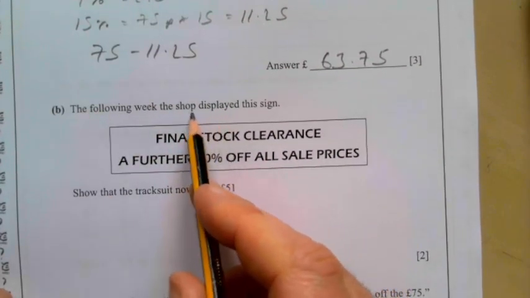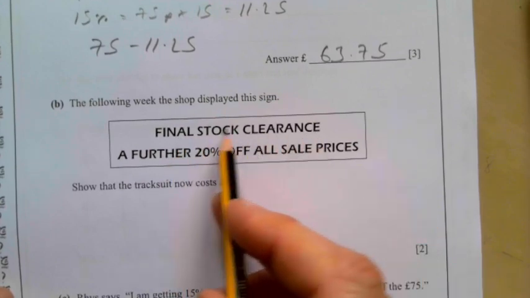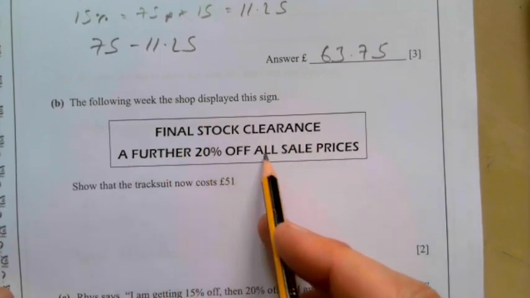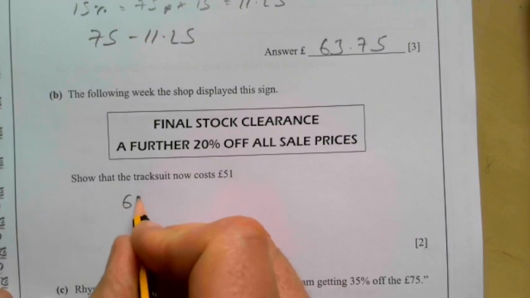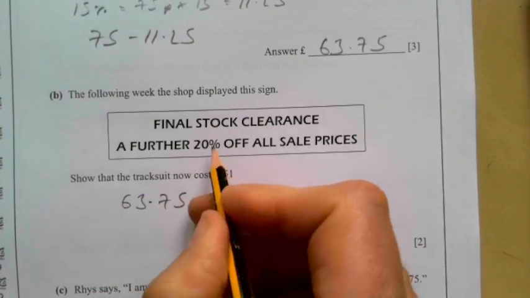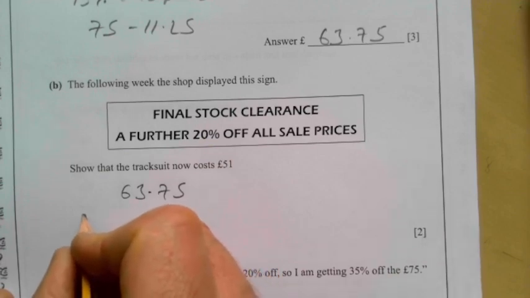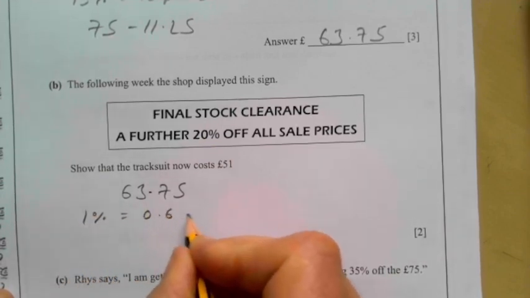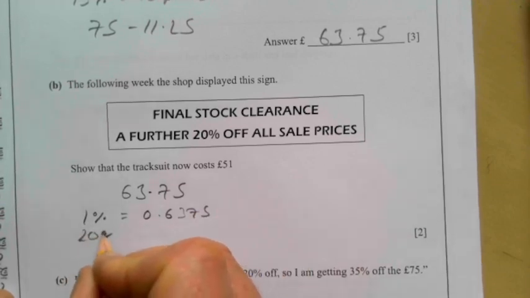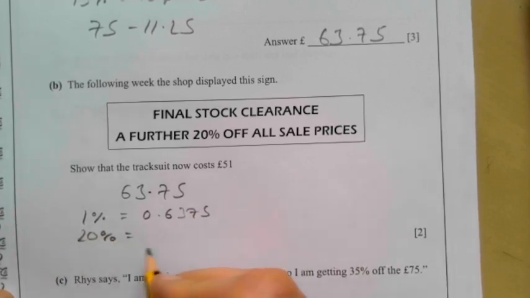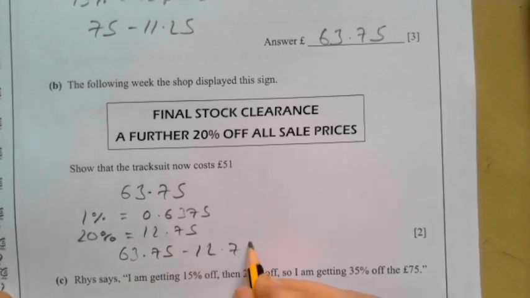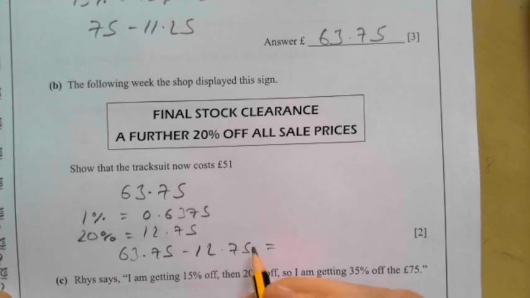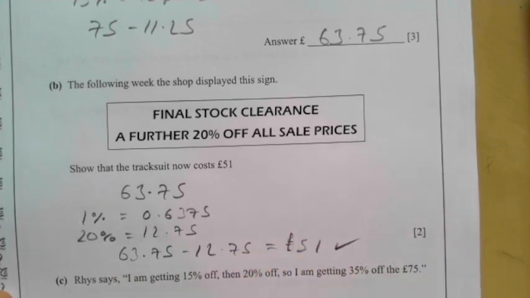The following week the shop displayed this sign: final stock clearance, a further 20% off all sale prices, so that the tracksuit now costs £51. So £63.75, and we've got to find 20% of this. So again, 1% would be 0.6375, then 20% is £12.75. So 63.75 take away 12.75 gives £51, and that'll work.